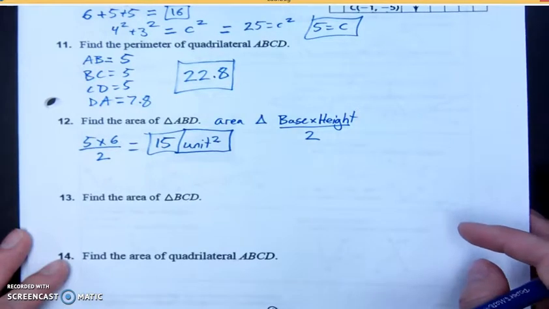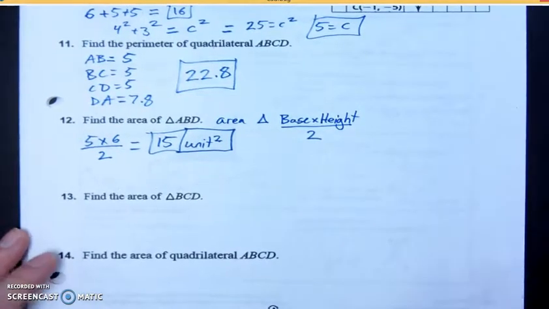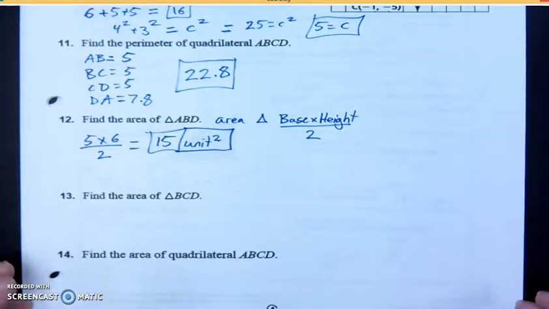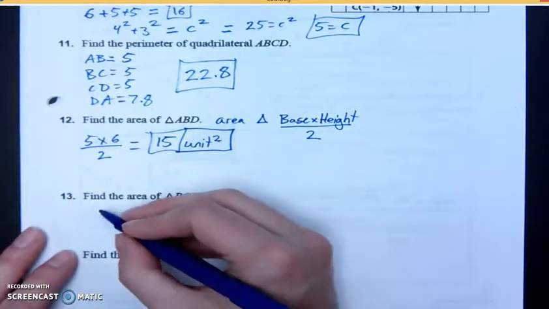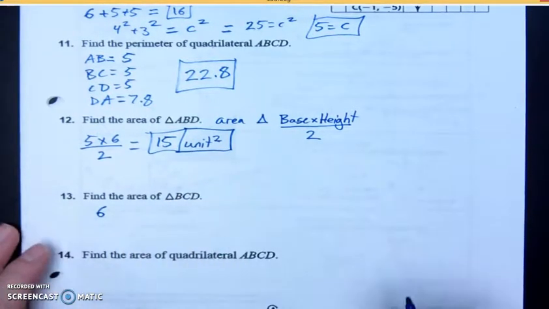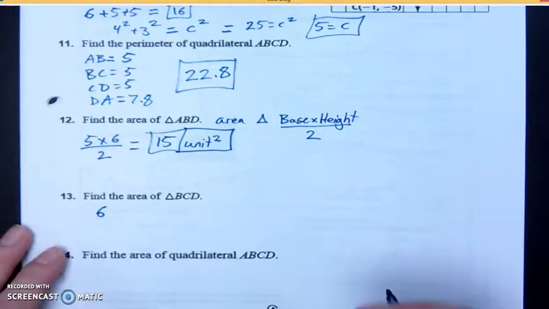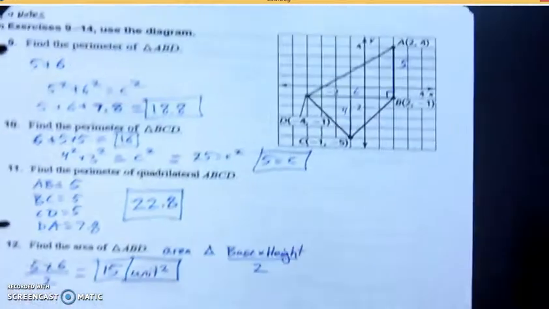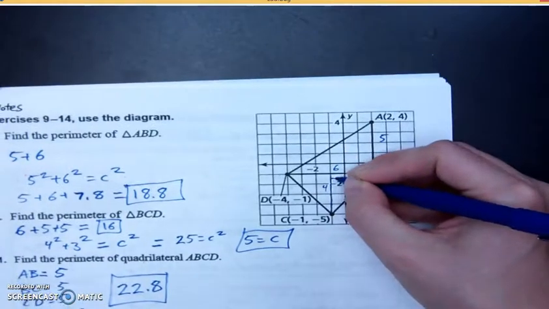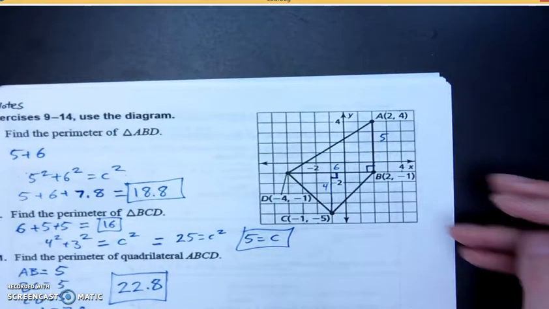All right, BCD. What is my base of BCD? 6. What's my height of BCD? 4. Yeah, 4. So just remember that base and height have to be perpendicular, so we have to take this middle one that's perpendicular.